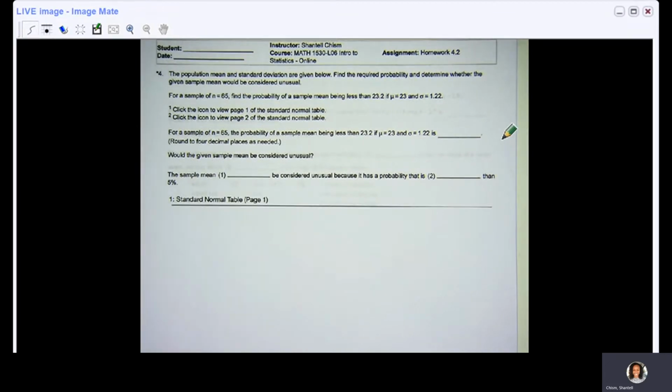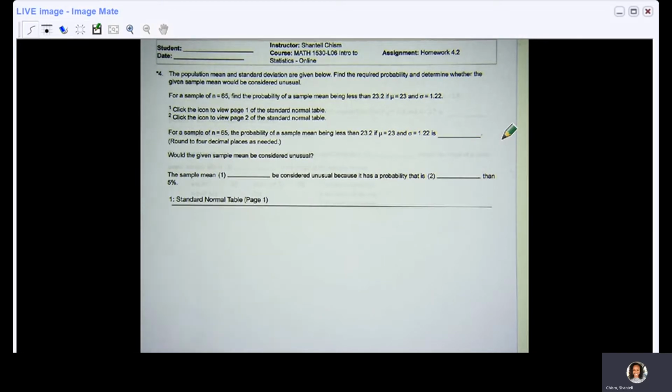So number 4 says the population mean and standard deviation are given below. Find the required probability and determine whether the given sample mean will be considered unusual. For a probability value to be considered unusual, it would typically need to be outside of 2 deviations from the mean, which means the probability value is less than 0.05, or less than 5%. That's what makes it unusual.